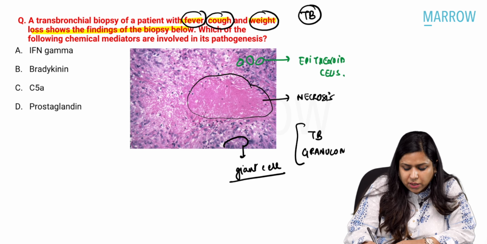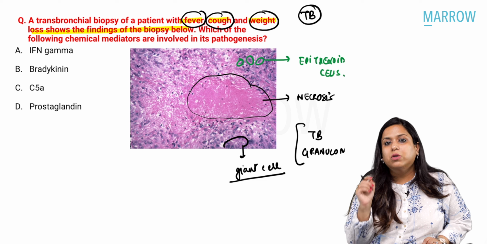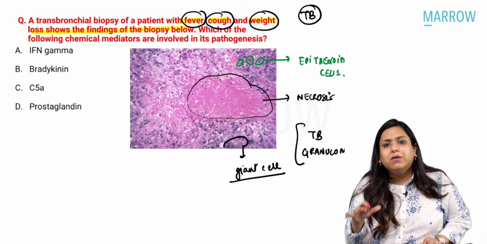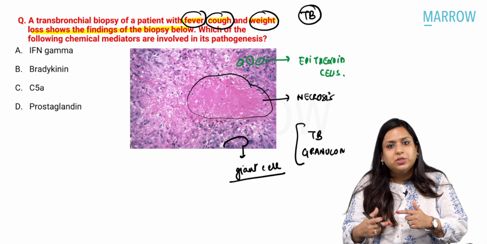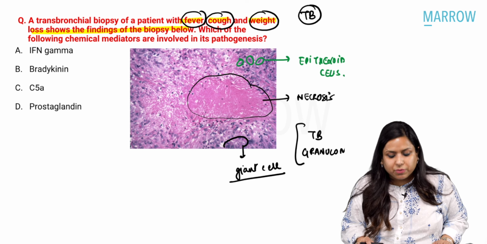This is a classical case of a TB granuloma, one of the favorite topics for the examiner. Every year in INI-CET, they will modify the question and they will give a question definitely on TB or granuloma, right?